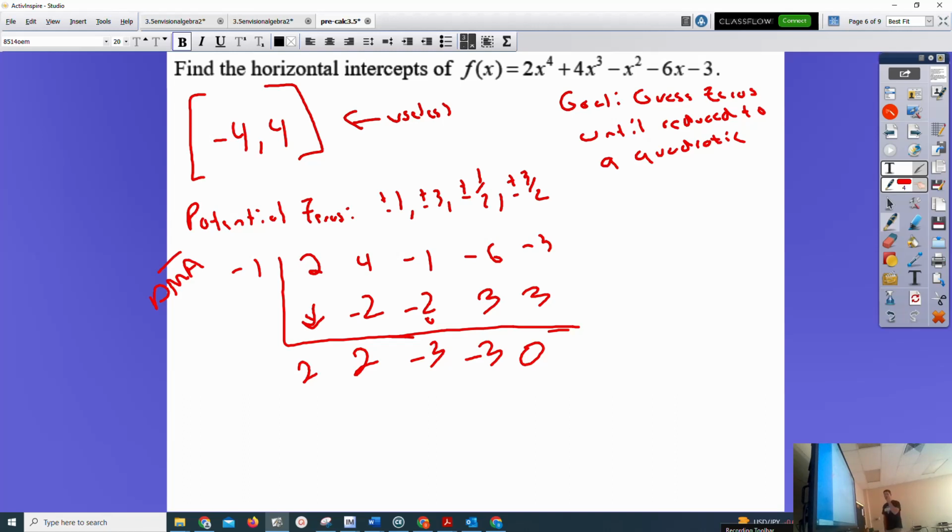Now, this is beyond what your course is asking of you. But what you have done is you have factored out x plus 1. You pulled x plus 1 out, and what you're left with is 2x cubed plus 2x squared minus 3x minus 3.